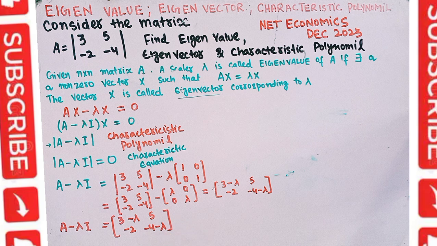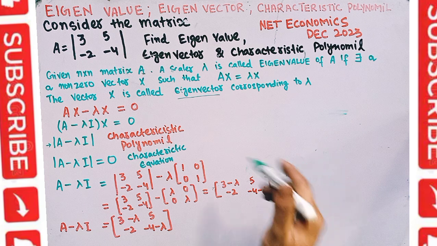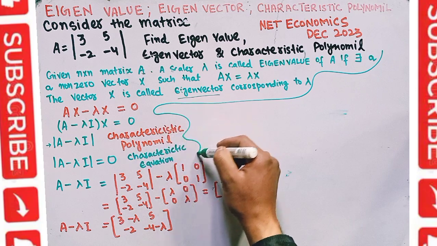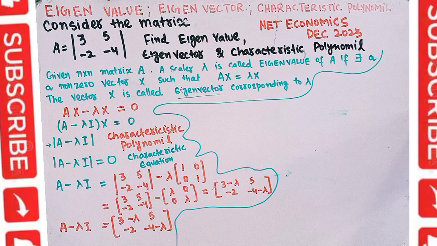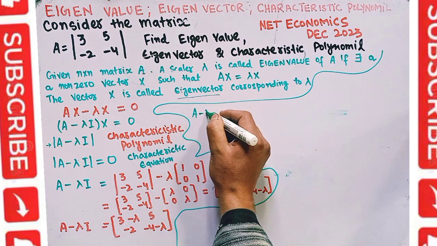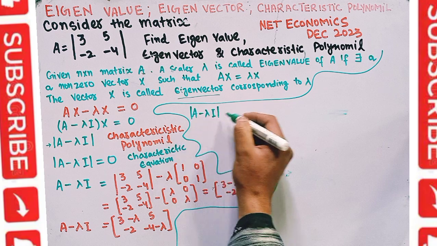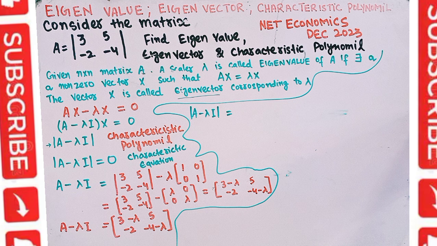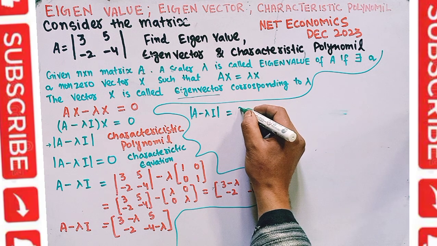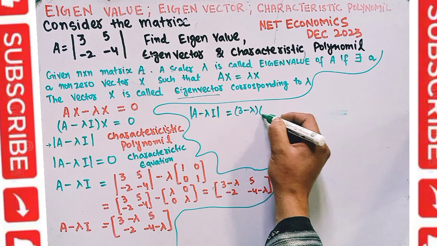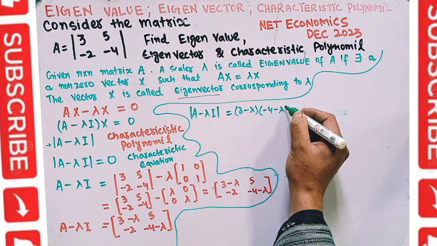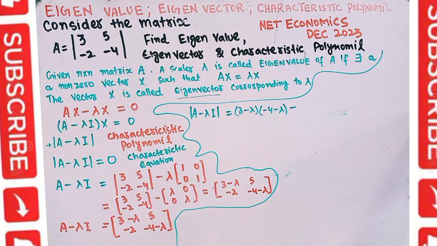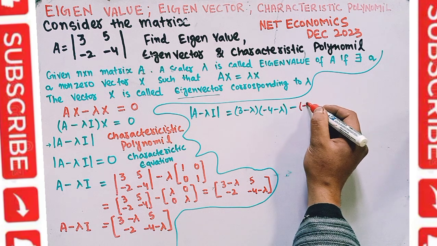Now to find the characteristic polynomial, we need to find the determinant of this, that is the determinant of A minus lambda I. This denotes the determinant symbol. How do we find the determinant? Simply we multiply the elements in the principal diagonal, that means we multiply 3 minus lambda with minus 4 minus lambda. Then we subtract the product of the other two elements, that is minus 2 and 5.